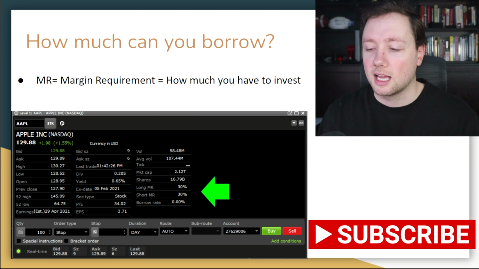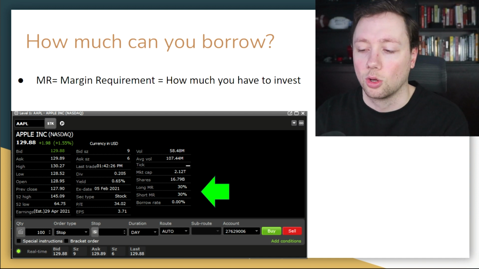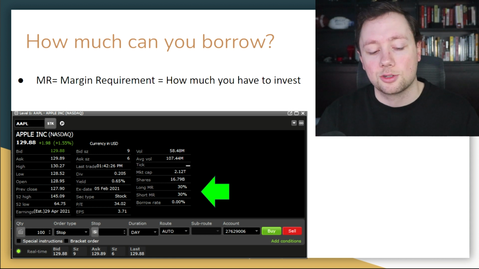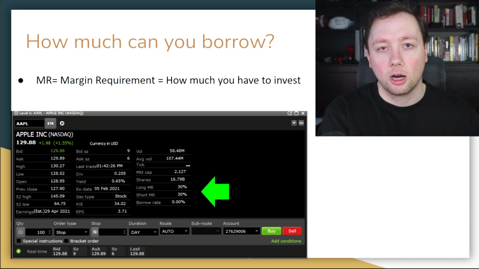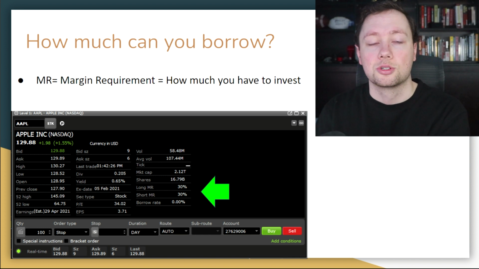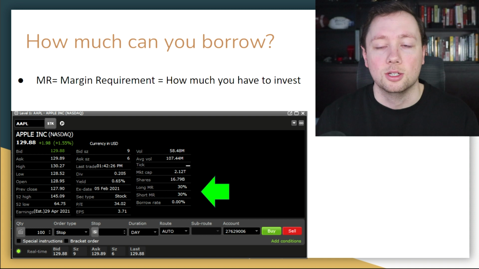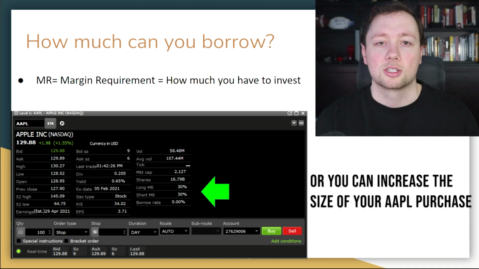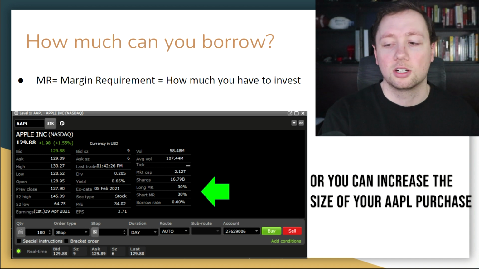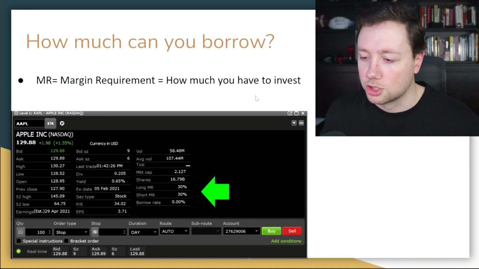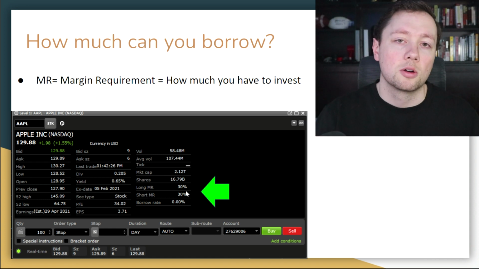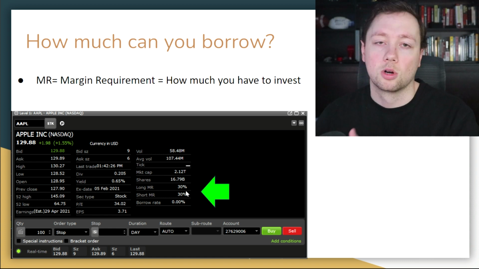Now, this says that right now, Apple has a long MR of 30%. And that means that if you invest $10,000 into Apple today, it means that Questrade is then going to extend you $7,000 worth of margin that you can then use to extend your buying power. And so what margin allows you to do is when you put money into a security, if it has a lower margin requirement like 30% like this, it means that Questrade will give you more money that you can borrow to buy more and more positions.